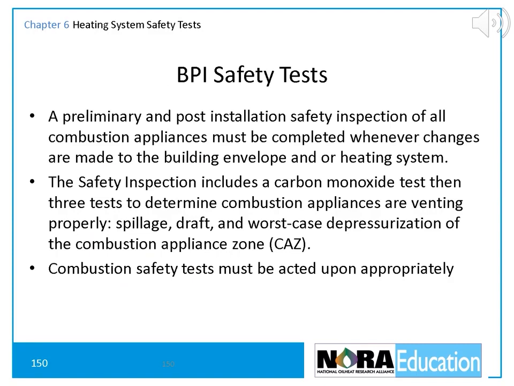Home performance contractors are required by BPI to perform preliminary and post-installation safety inspections of all combustion appliances whenever changes are made to the building envelope or to the heating system. The safety inspection includes a carbon monoxide test, then 3 tests to determine whether the combustion gases are vented properly. The first is a spillage test, the second is a draft test, third is worst-case depressurization of the combustion appliance zone, or CAZ. The CAZ is the room the boiler or furnace or water heater is located in. It's where the combustion air comes from. Contractors must act upon combustion safety test results appropriately.